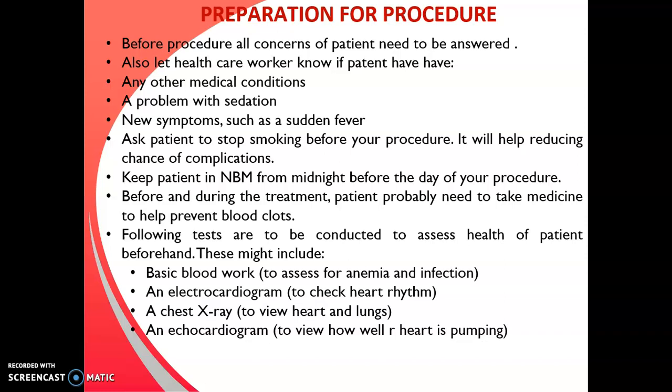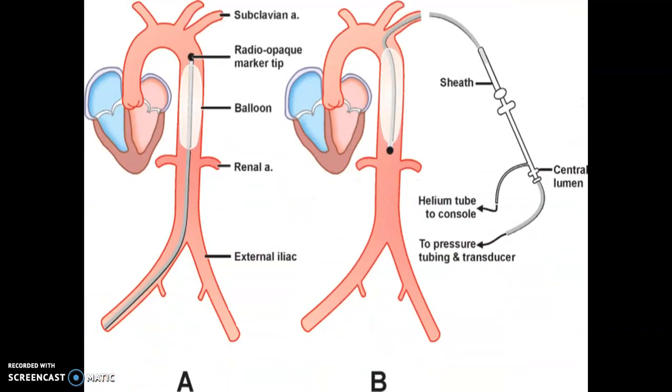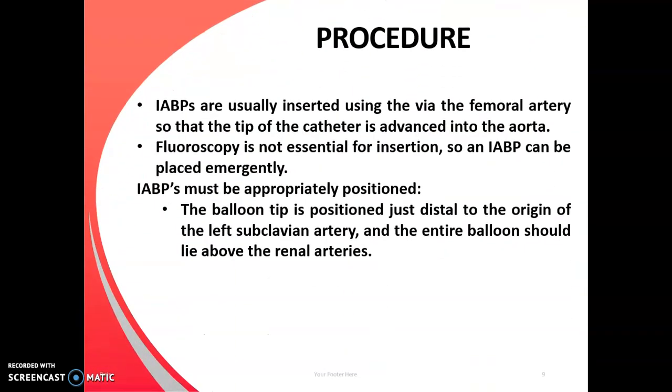IABPs are usually inserted via the femoral artery so that the tip of the catheter is advanced into the aorta. Fluoroscopy is not essential for insertion, so an IABP can be placed emergently. IABPs must be appropriately positioned. The balloon tip is positioned just distal to the origin of the left subclavian artery, and the entire balloon should lie above the renal arteries.